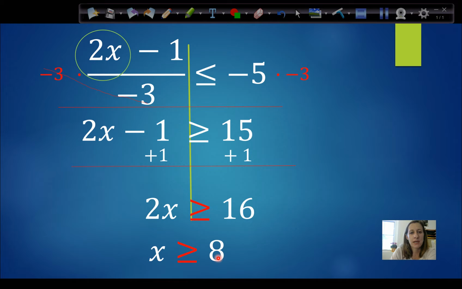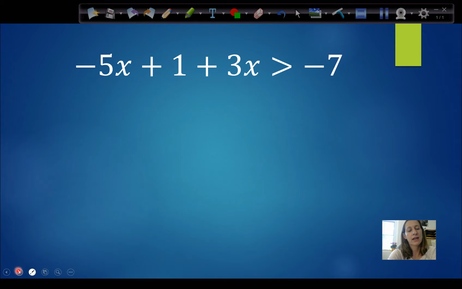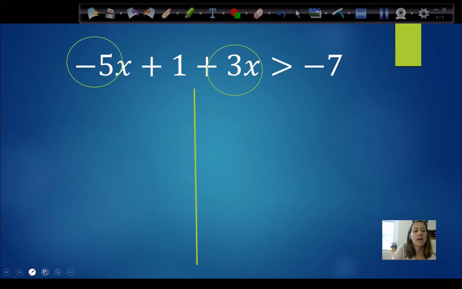All right, let's look at a couple more examples. Negative 5x plus 1 plus 3x is greater than negative 7. The problem with this is we can't start solving yet because I have like terms. So I'm going to have to get my like terms together. Negative 5x plus 3x will give me negative 2x. And then I still have the plus 1, and I still have the greater than negative 7. And now we're going to start solving.